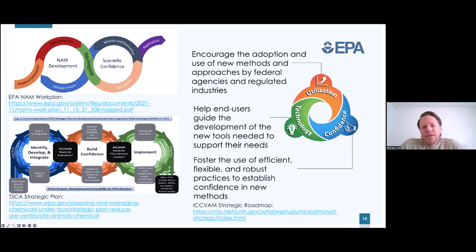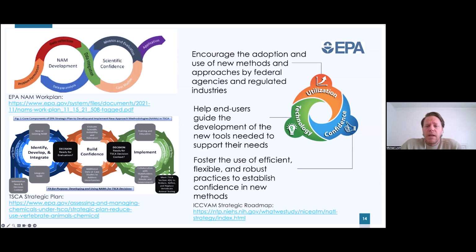So this slide is just to illustrate that there are a variety of strategic plans and roadmaps out there. This slide shows one from ICCVAM and two from EPA. They're generally similar, but what I want to highlight here is that each one indicates that the introduction of NAMs into a regulatory context is an iterative process, which is going to be heavily dependent on the collaboration among stakeholders, specifically the assay or model developers and the end user, such as a regulatory office.